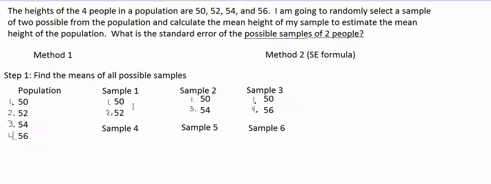So now we've finished writing out the first three possible samples. At this point, we have no one left to pair with person 1. So we'll move down to person 2, and we'll pair person 2 with every person under person 2. So 2 and 3 will be one possible sample. Their two heights are 52 and 54. And now the next possible sample will be person 2 and person 4. Their two heights are 52 and 56.